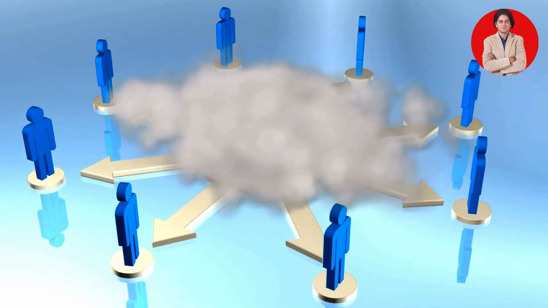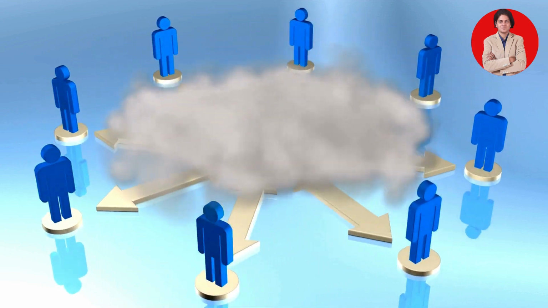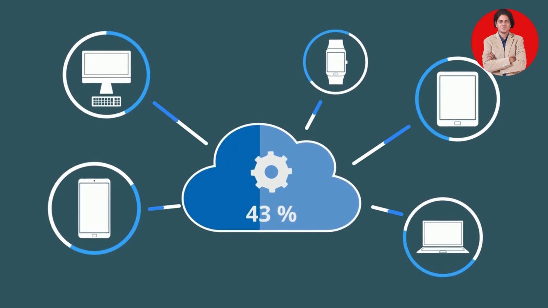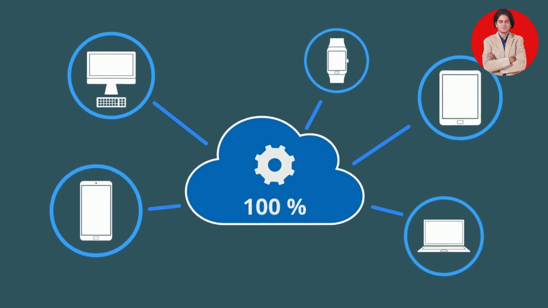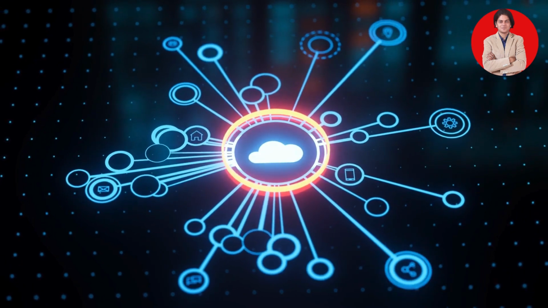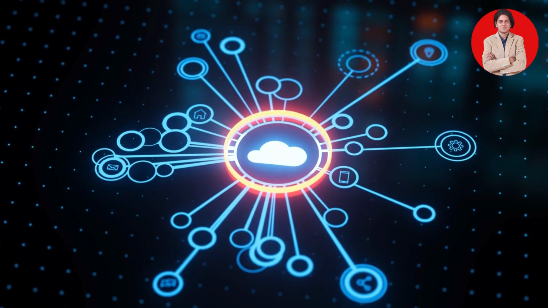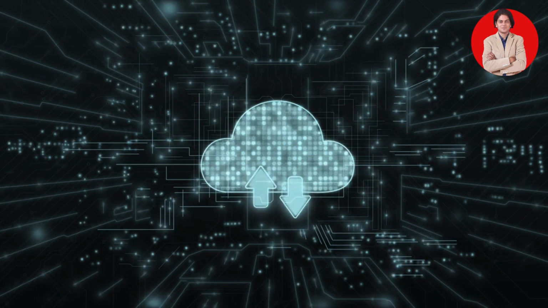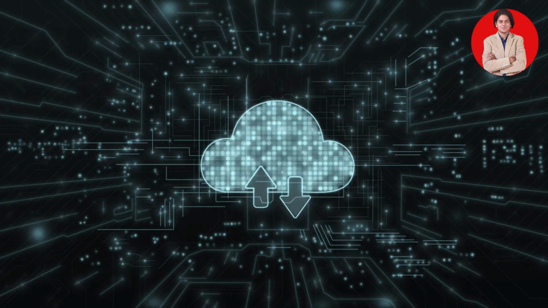Broad network access. Cloud resources are accessible over the network through standard mechanisms, typically via the internet. This accessibility ensures that users can access their data and applications from anywhere with an internet connection, using a variety of devices. Resource pooling. The provider's computing resources are pooled to serve multiple clients, with different physical and virtual resources dynamically assigned according to demand. This pooling allows for efficient utilization of resources and reduces costs for both the provider and the user.